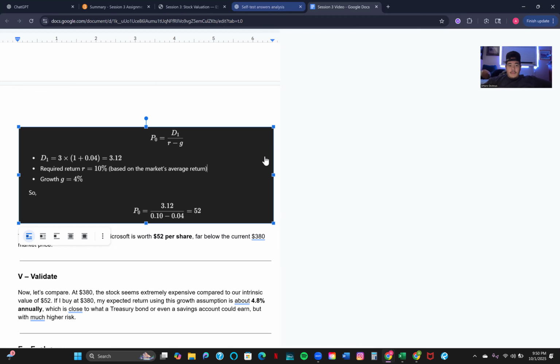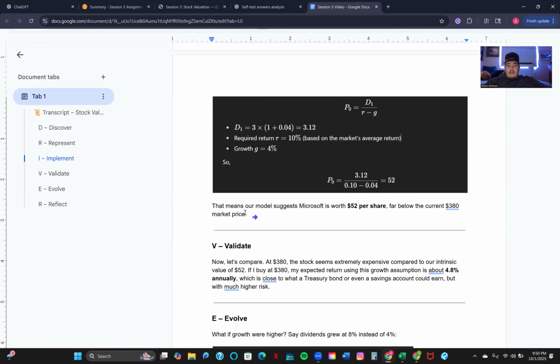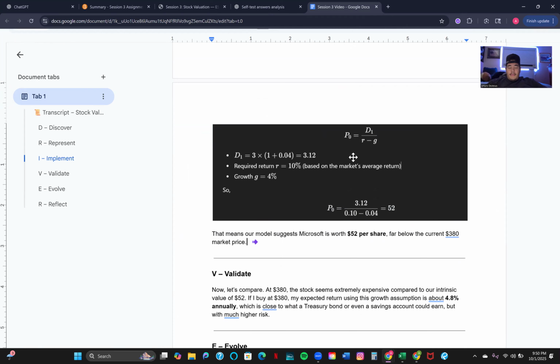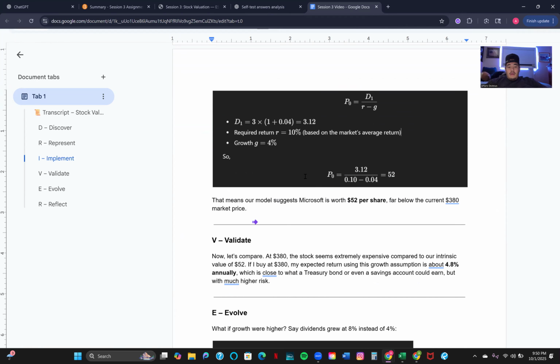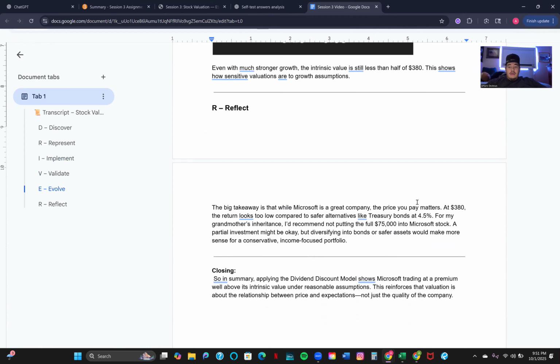So here we have the full $52 per share. That is far below the current $380 market price. And then here's all my work shown. So you have the growth at 4%, the return at 10%, and then evolving it here, which was $162, which is definitely far less than half the $380.